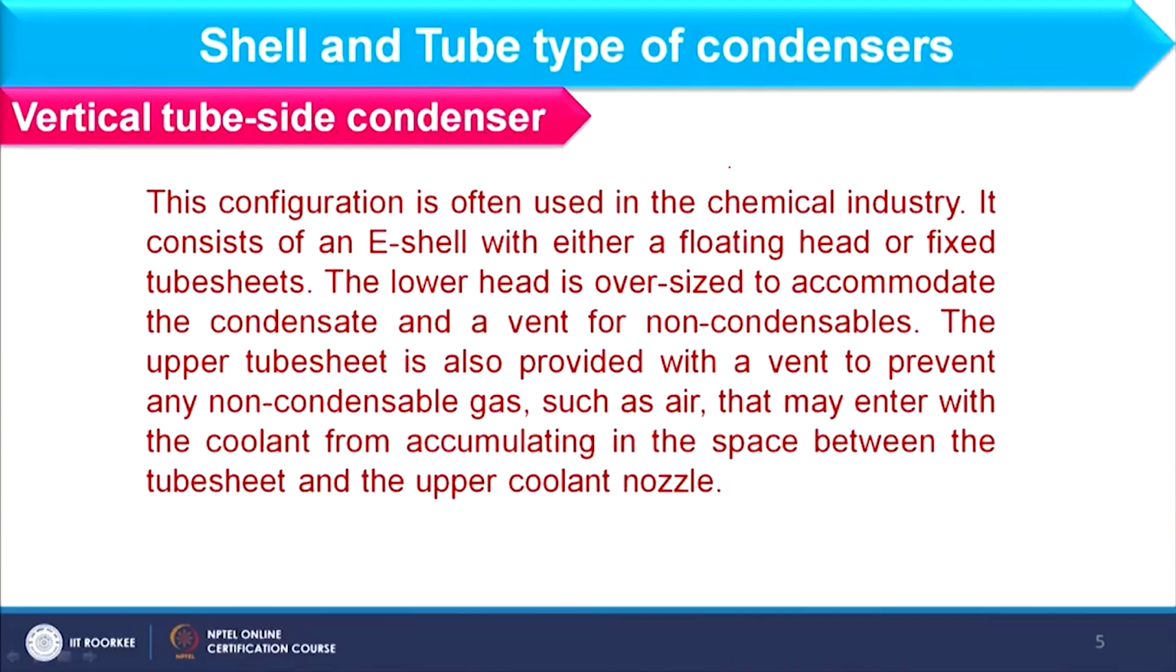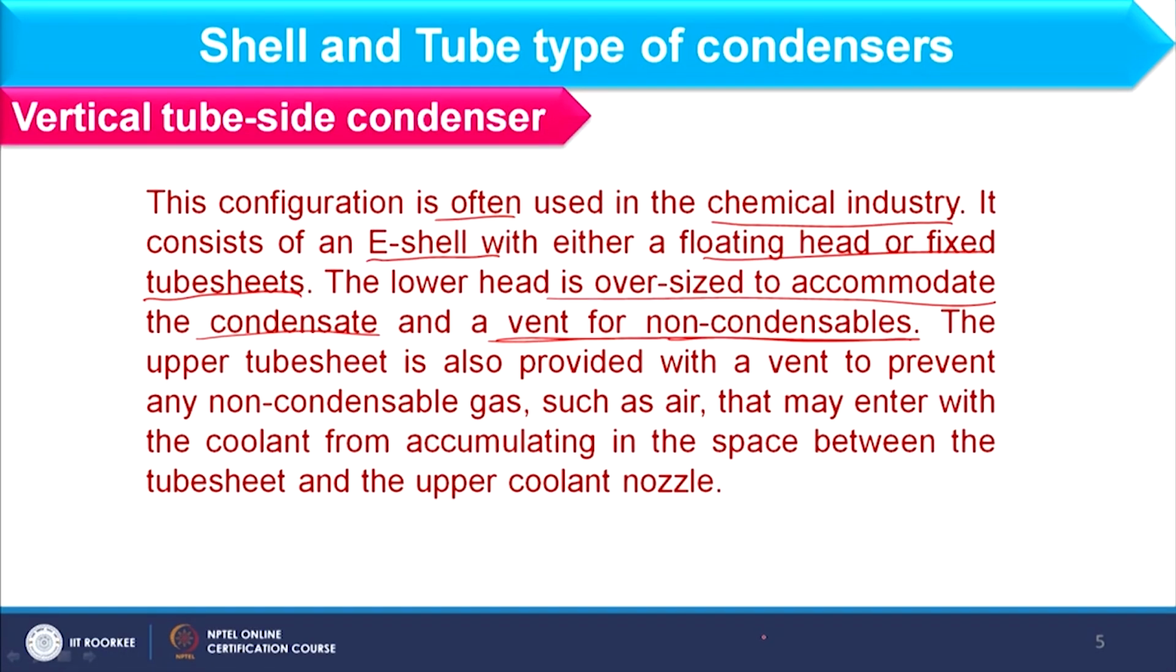And as far as tube side condensation is concerned, that is again with the same reason that if vapor is corrosive we should place the vapor in tube side or if vapor is available at high pressure. So, this configuration is often used in chemical industry. It consists of TEMA E shell with either a floating head or fixed tube sheet. The lower head is oversized due to the accumulation of the condensate and vent for non-condensable gases.